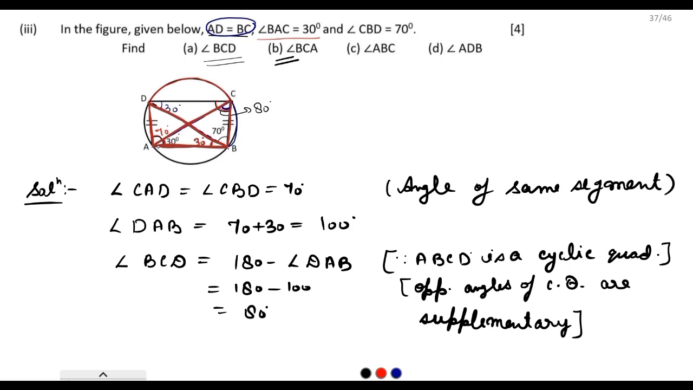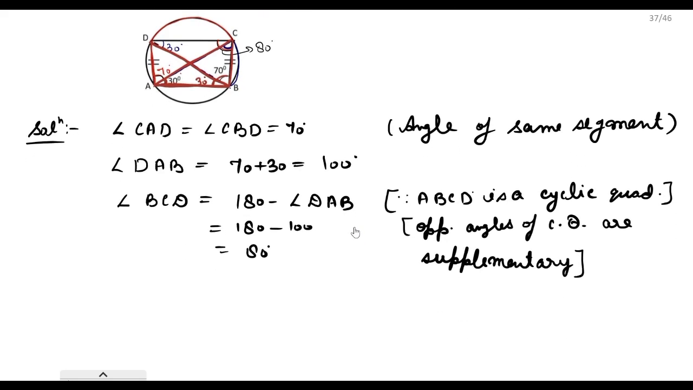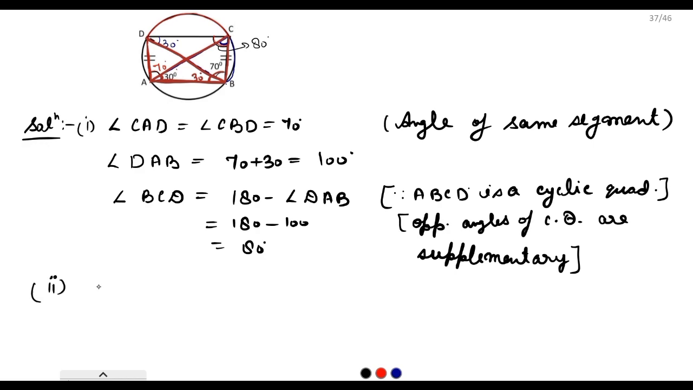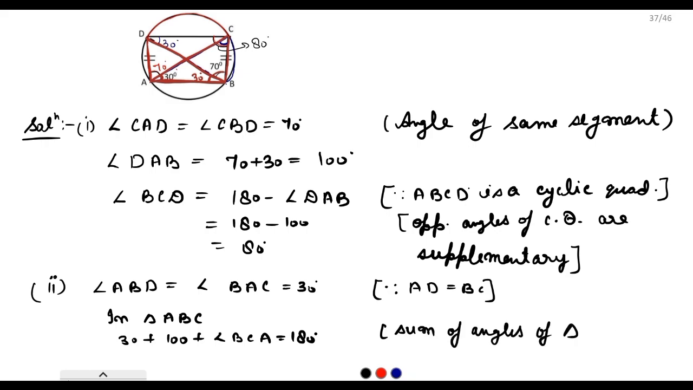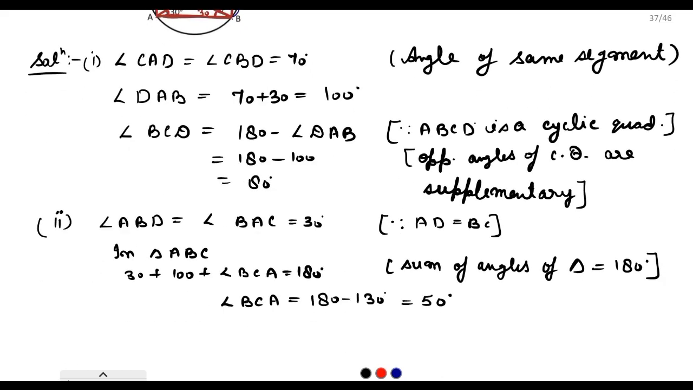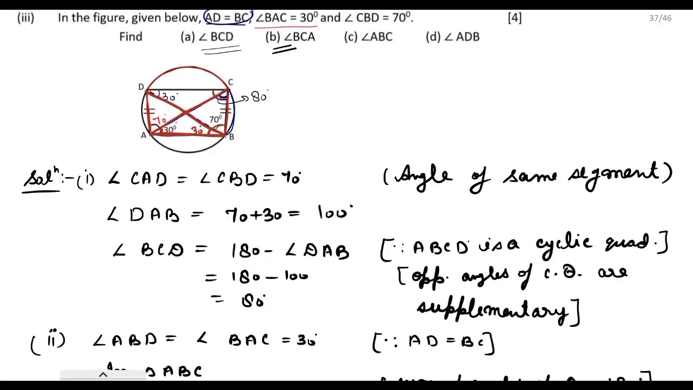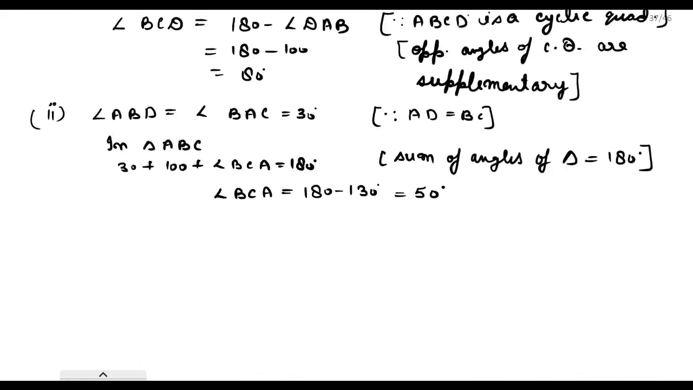Now consider the triangle ABC. Sum of all the angles will be 180. This is 30, this is 100, then this will be 180 minus sum of these two angles. In third part, we have to find angle ABC. Means this angle. This is equal to 70 plus 30, 100 degree.